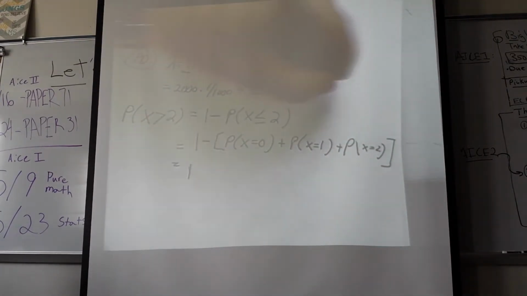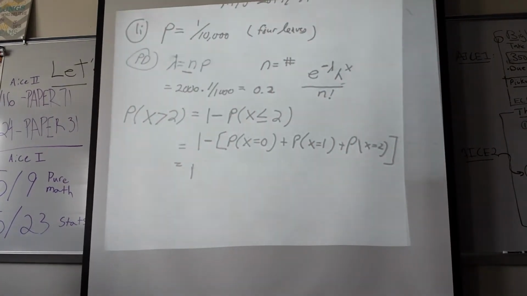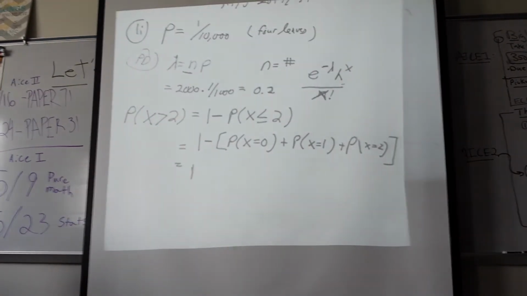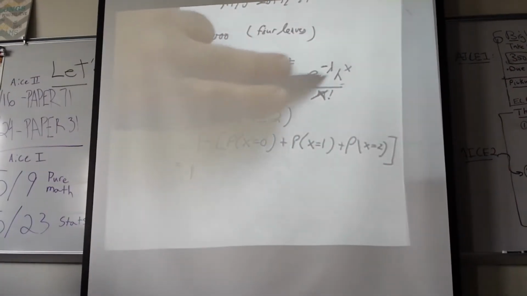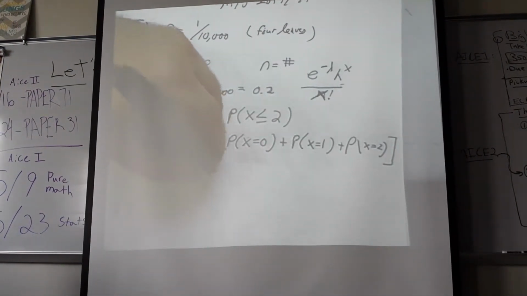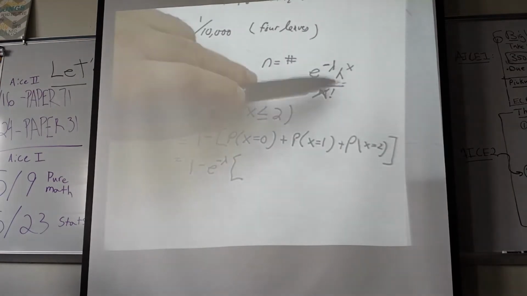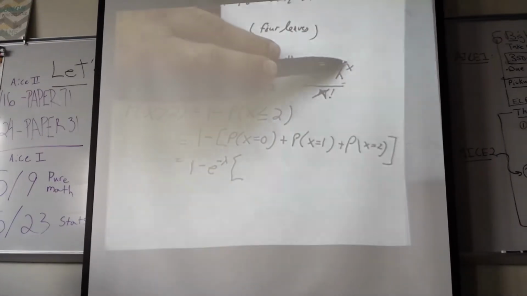Times lambda to the x over x factorial, right? Now every one of those is going to have one of these, right? So, the big thing on this one is you know that everybody's going to share an e to the negative lambda. So, when you see this, pull it out. E to the negative lambda. Boom. Now, it's easy. And whatever happens, all we have to worry about is these two right here, lambda to the x over x factorial, right? So, lambda to the x is just going to be what?